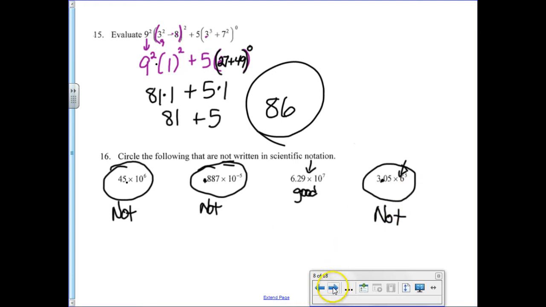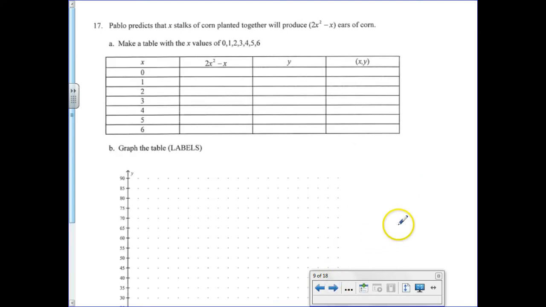All right, last but not least, we got to flip to the last page. This is the giant problem, okay? Number 17 said, Pablo predicts that x stalks of corn planted together will produce 2x squared minus x ears of corn. Make a table with the x values of 0, 1, 2, 3, 4, 5, 6. Okay, so the first thing we're going to do is crank all this out.